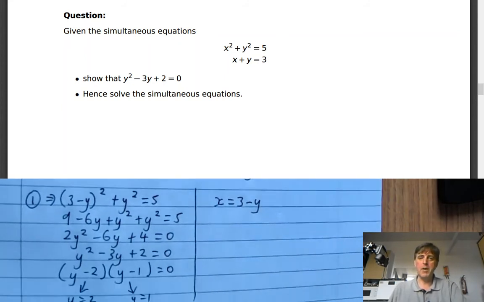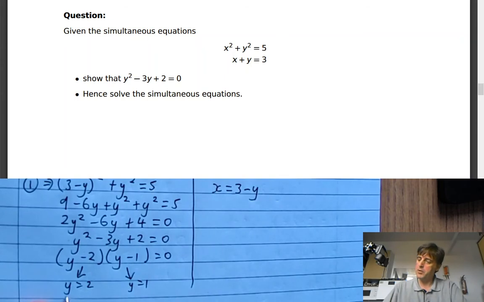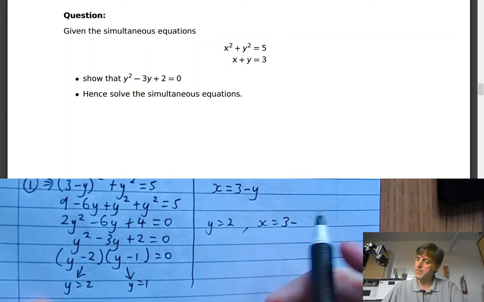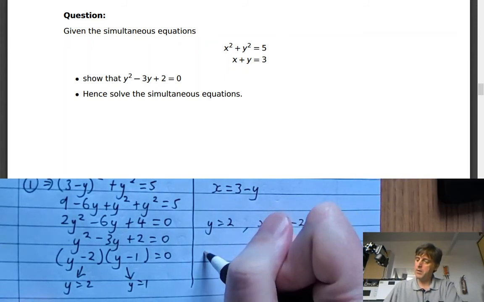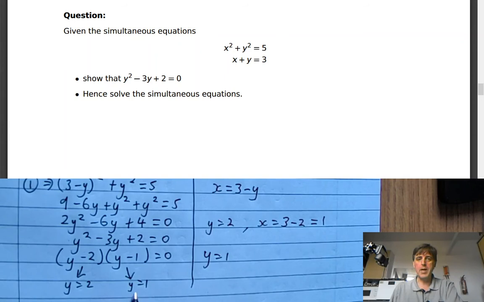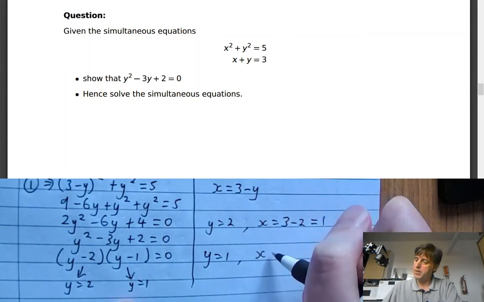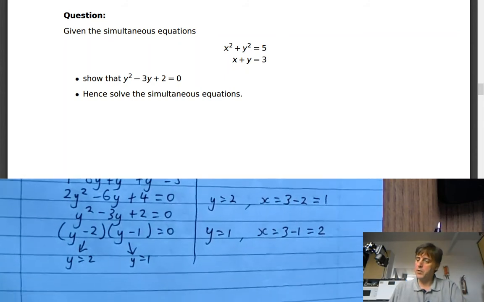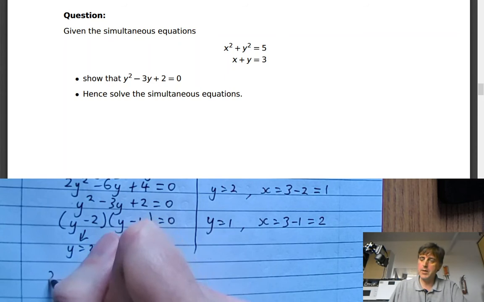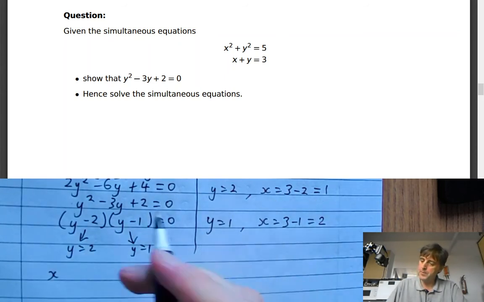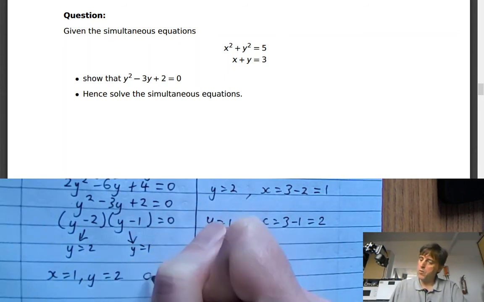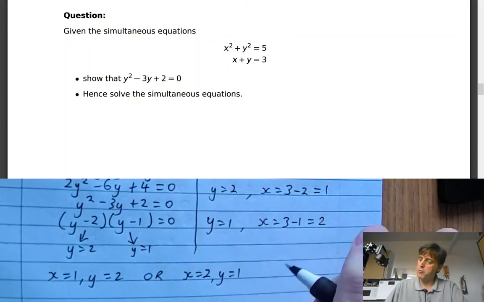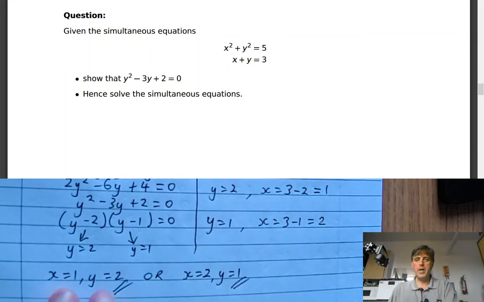So if I take the y values that I found, y equals 2, then x equals 3 minus 2, which equals 1. And if y equals 1, our other possibility, then x equals 3 minus 1, which is, of course, 2. So the solutions we ended up with are either x equals 1 and y equals 2, or x equals 2 and y equals 1. And those are our two solutions here, one solution there and one solution there.